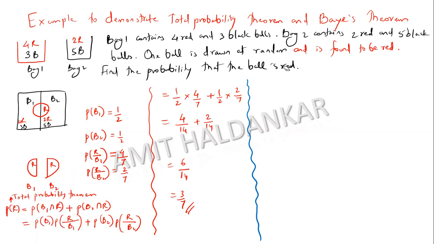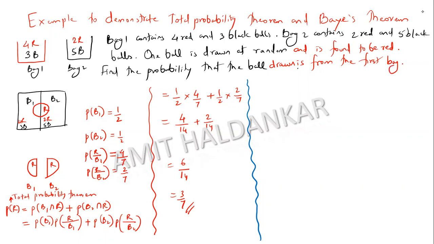Find a probability that the ball drawn is from the first bag. So as you can see over here, the question has been changed. Find a probability that the ball drawn is from the first bag.